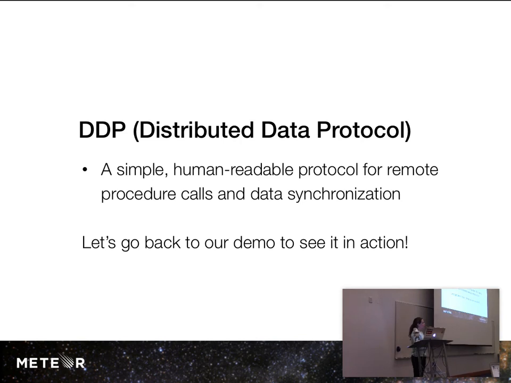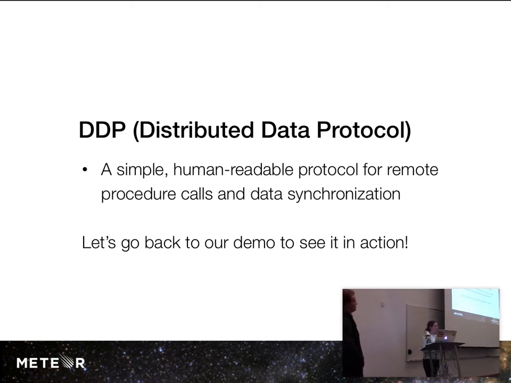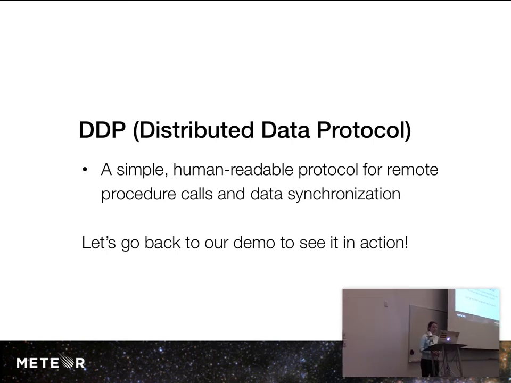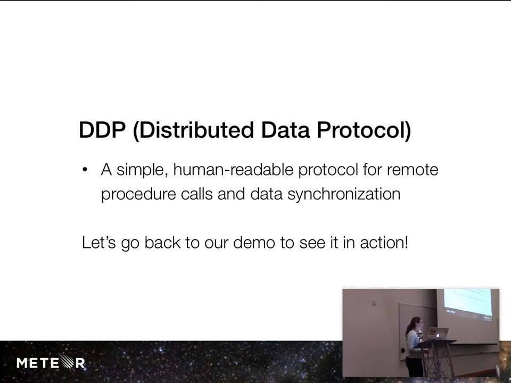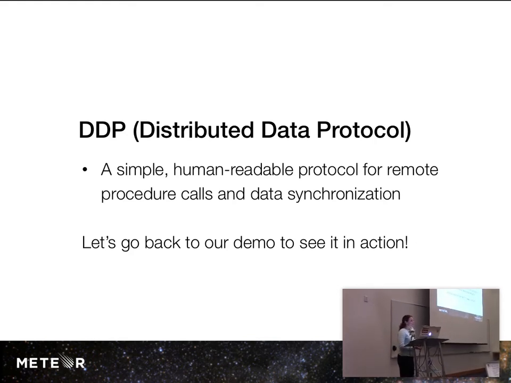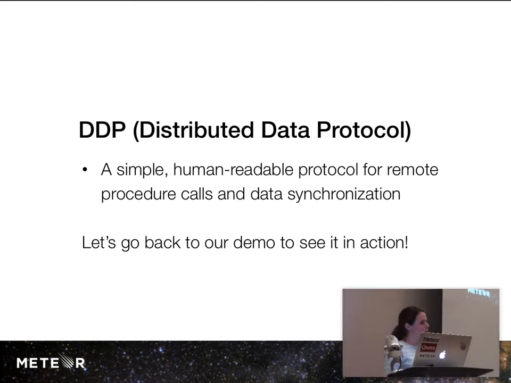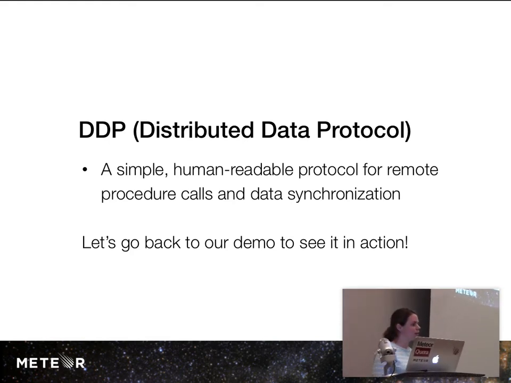DDP is just a simple human-readable protocol. It sounds kind of fancy, but it's actually just a simple JSON-based thing. You can look at the messages, you can tell what they're doing, and in fact, we're going to do that right now, and I'll show you an example of how we can use DDP for remote procedure calls and for data synchronization. So when a client uses an RPC to make changes to data, the server then synchronizes that data to all the other clients who need that data.